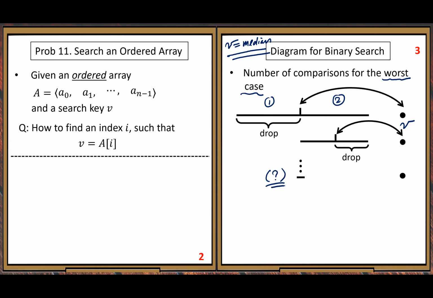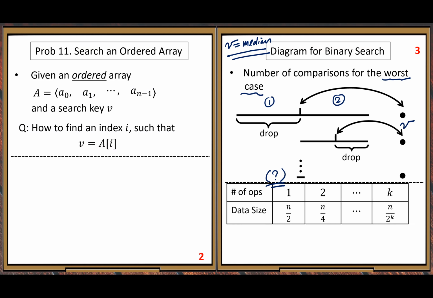After how many comparisons do we have to stop? At this point, we couldn't figure out. But later, we need to figure this number out, because that is important. This number is important.